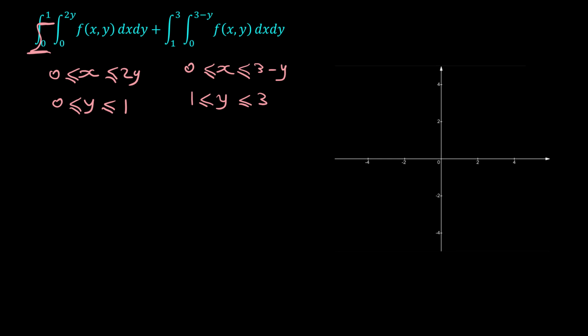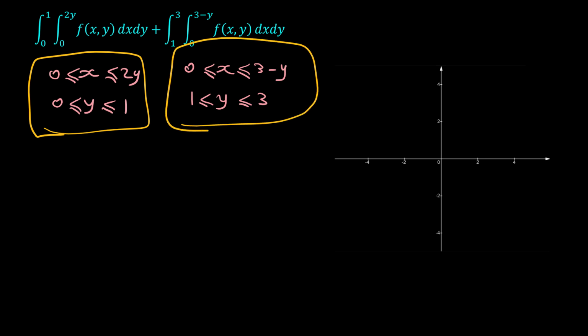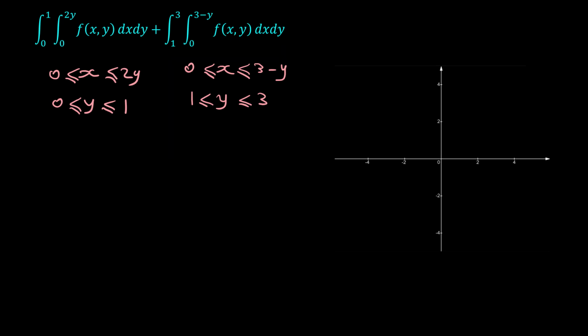So the region is described, as you can see here, in two parts. One part of the region is where x is between 0 and 2y, and y is between 0 and 1. And the other part is described this way. For changing the order of integration in double integrals, first we have to draw the region. We have to sketch a graph of the region. Then we can change the order of integration.